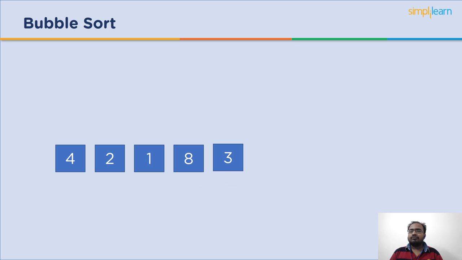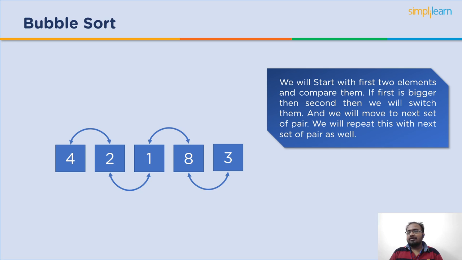So we will start with the first two elements and compare them. And if the first one is bigger than the second, then we will switch them. As you can see in this image, we have 4 and 2. So we will check if 4 is greater than 2. If it is, then we will switch them. So the next array will become 2, 4, 1, 8, 3. Then we will move on to the next pair.